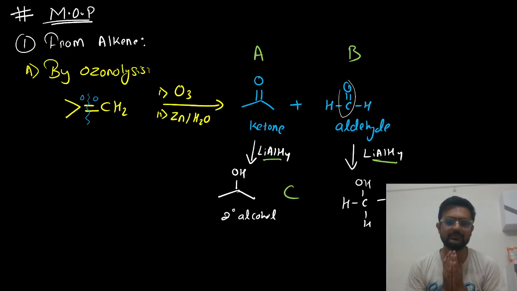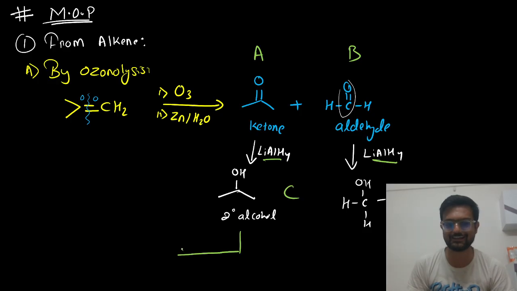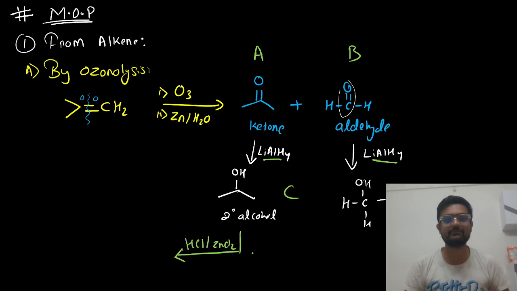For this, if you remember, we have learned a test. What is it? Lucas reagent test. What do we do in Lucas reagent? We do the reaction of alcohol with HCl in presence of ZnCl2. And in this reaction, what happens? If you have 3 degree alcohol, you get immediate turbidity, instant turbidity. 2 degree alcohol gives turbidity in minutes. And 1 degree alcohol does not give turbidity, or it takes a very long time, in hours, we say.